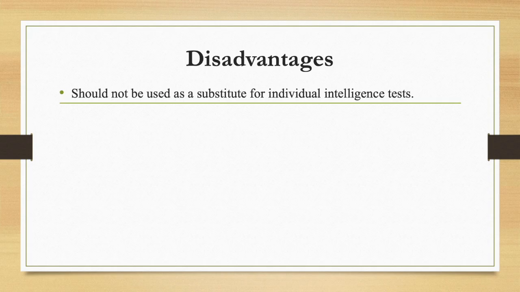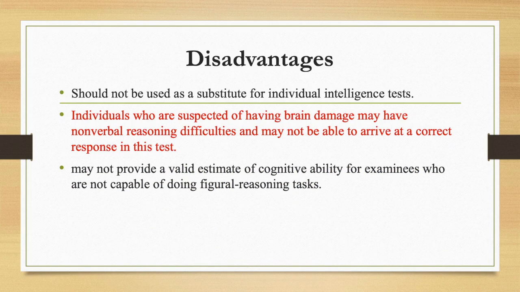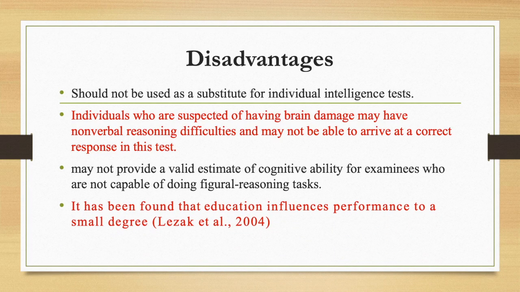It should not be used as a substitute for individual intelligence testing. Next, individuals who are suspected of having brain damage may have non-verbal reasoning difficulties, and they may not be able to arrive at a correct response in this test, so this test would not be apt for them. It may not provide a valid estimate of cognitive ability of examinees who are not capable of doing figural reasoning tasks. And also, it has been found that education influences the performance to a small degree in Raven's progressive matrices.